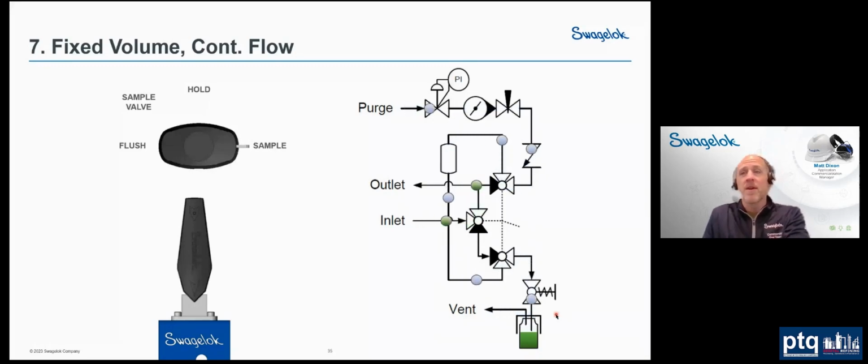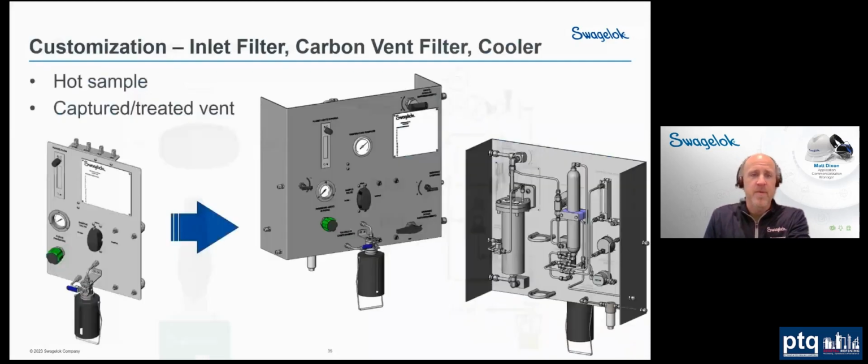Now, how might we customize this if somebody needed it? Well, we could add a number of different things. Let's suppose it was a hot sample. We need to add a sample cooler. So we've got a sample cooler. And maybe it's dirty, so we add a little particle filtration to the sample as well, as long as we're not filtering out the things that we're trying to measure. And of course, then, what do we do with the vapors? Maybe we need to manage those vapors, so we add a treated vent. Maybe it's a charcoal filter or something like that to manage the vapors coming out of that bottle as we're purging through. So, these customizations are really easy for us to do.